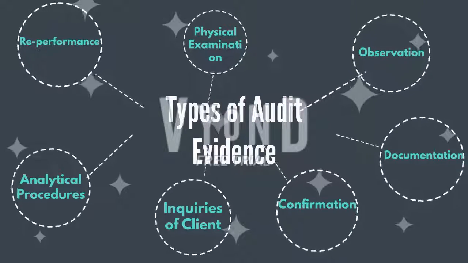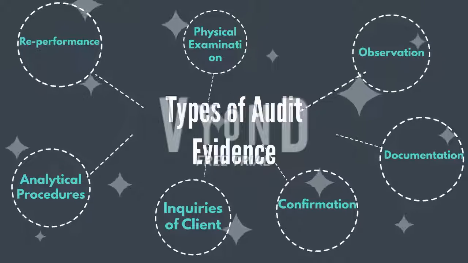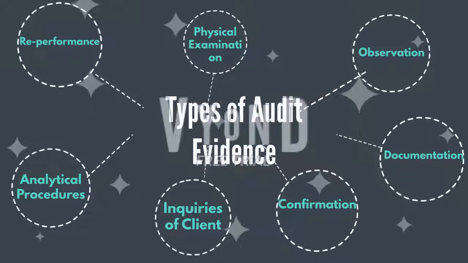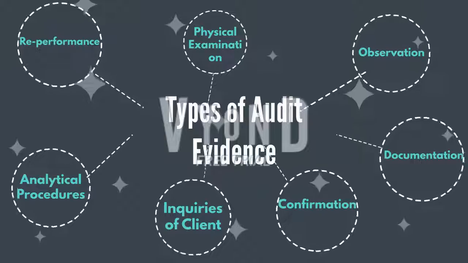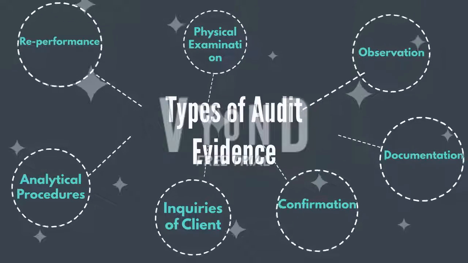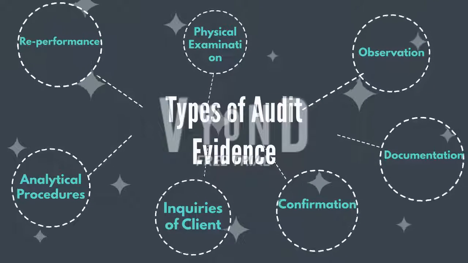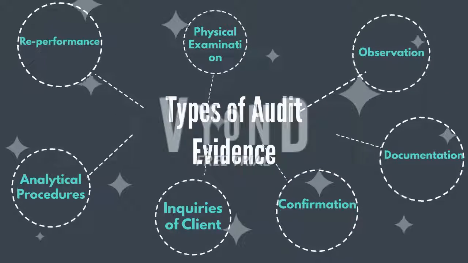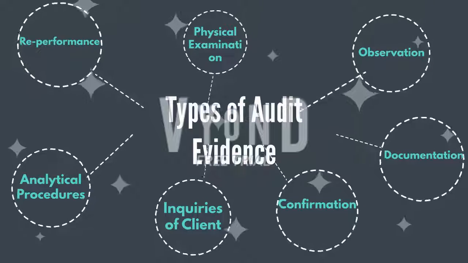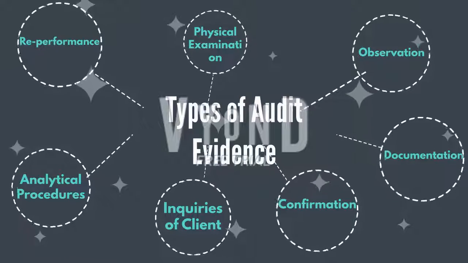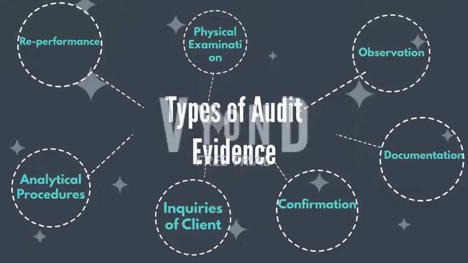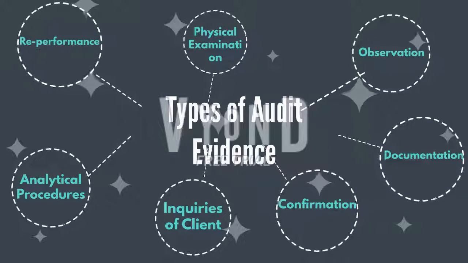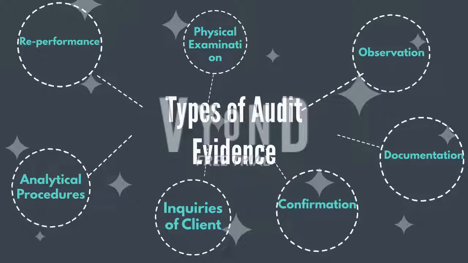There are 2 types of documentation, which are internal and external. Besides, confirmation of client. Obtaining confirmation from independent third parties, verification in writing of the accuracy of some information. Next is inquiries of client. It is to obtain information from the client and responses to the questions. Analytical procedures. It is an overall overview of the financial statements at the end of the audit process.